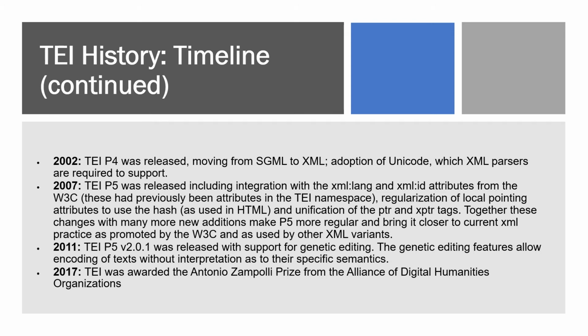Now we're going to move on to 2002. In 2002, TEI P4 was released, moving from SGML to XML. 2007, TEI P5 was released, including integration attributes from W3C, regularization of local pointing attributes, and unification of the PTR and XPTR tags. These changes, with many new additions, make P5 closer to current XML practice.